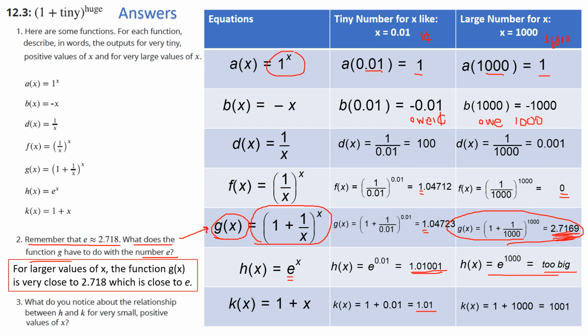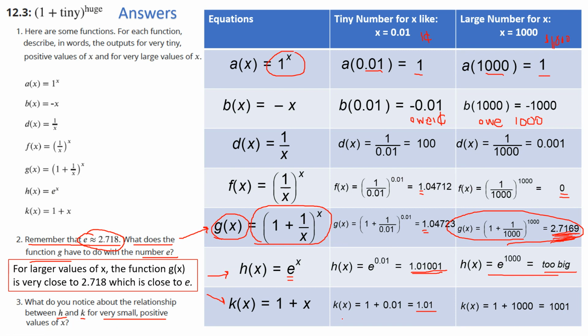So this equation, g of x is equal to 1 plus 1 over x to the power of x, is a very important equation for you guys to write down. Not right now, in the next slide, but very important for you guys to know. Okay, now you're going to try and answer question number 3. It says, what do you notice about the relationship between h and k? So this is h and this is k. So what do you notice about these two equations for very small positive values of x? So you're looking at the very small positive value of x. So go ahead and type in your answer now.